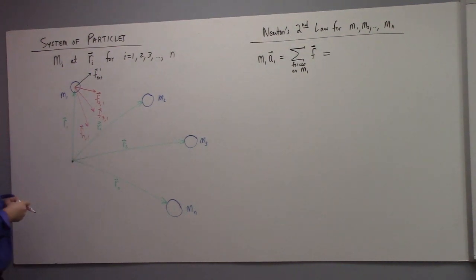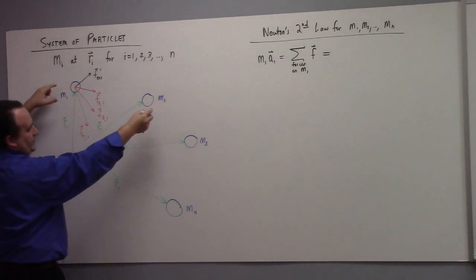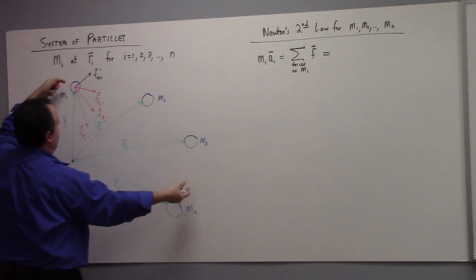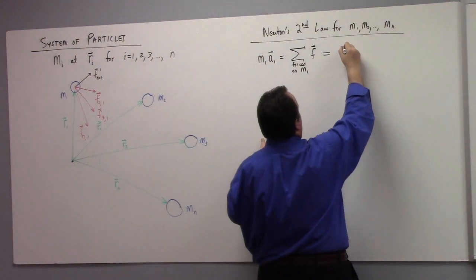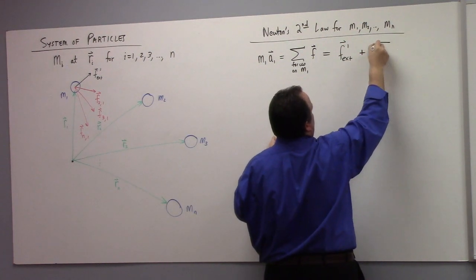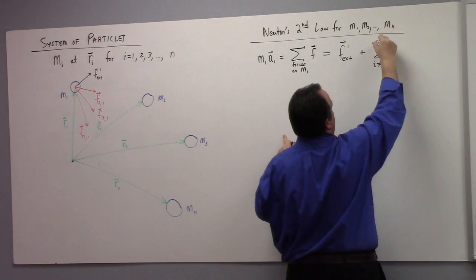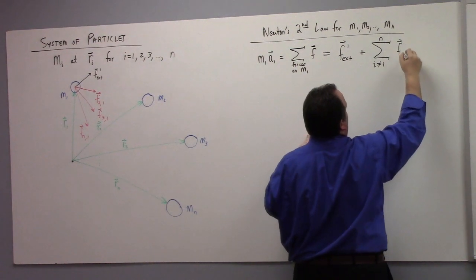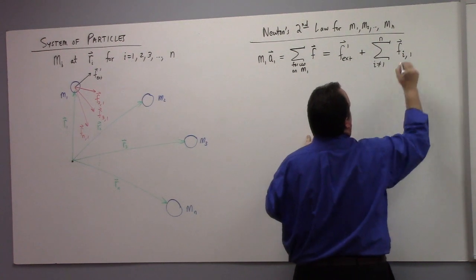So you've got all these different forces. You've got the external force, which is from whatever's outside the system that acts on the first mass. And then you have whatever internal forces you have from the masses pulling on the first one. So what that looks like is this: you have the external force on 1, it's a vector, plus, I'll write it as a sum, the sum over i not equal to 1 up to n of f, and my notation here is i, comma 1.